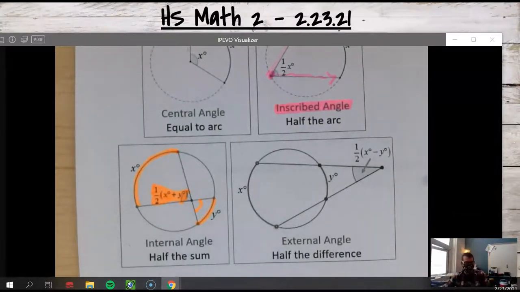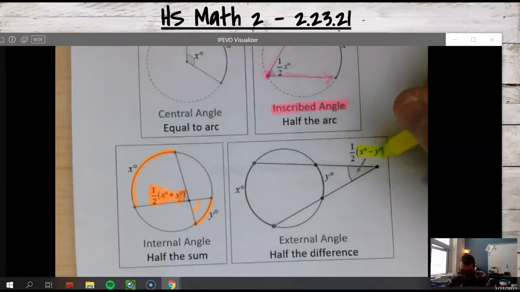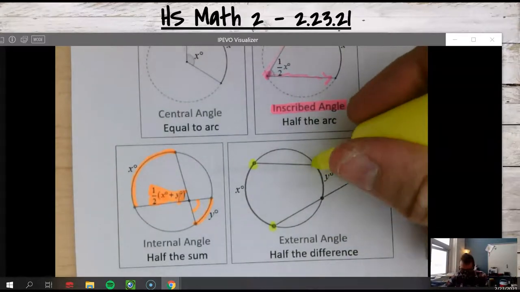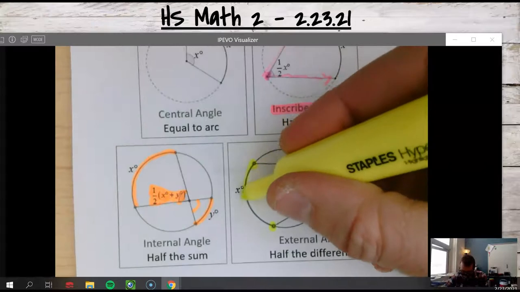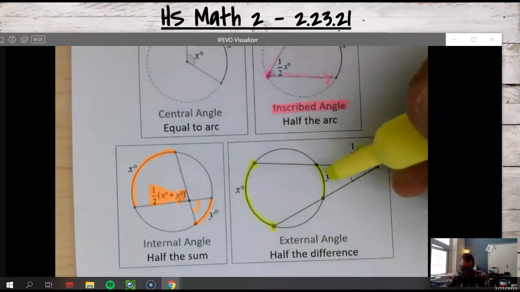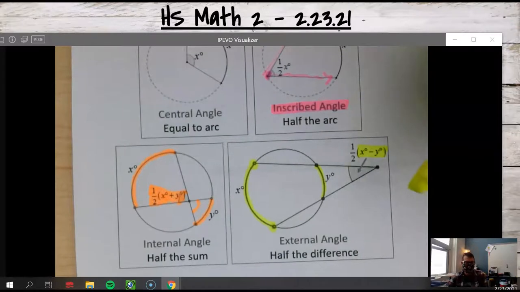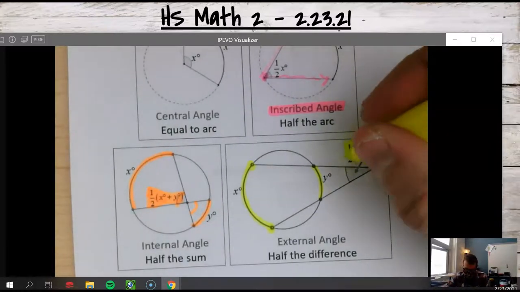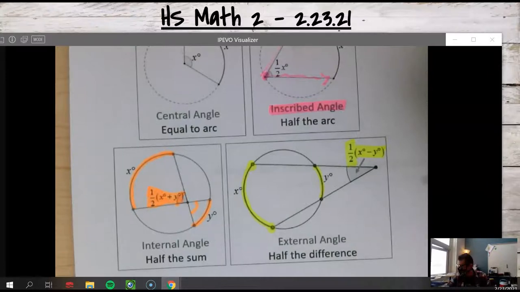And same with the external angle, except what changes? It's subtraction. It is the larger arc, so the one on the opposite side of the circle, minus the smaller arc, but not major minor, because notice they come from different points. So we're not saying major versus minor. It's the larger arc on the opposite side of the circle minus the smaller arc on the side that we kind of came from, and half of that, so the average of those. Any questions on those rules?